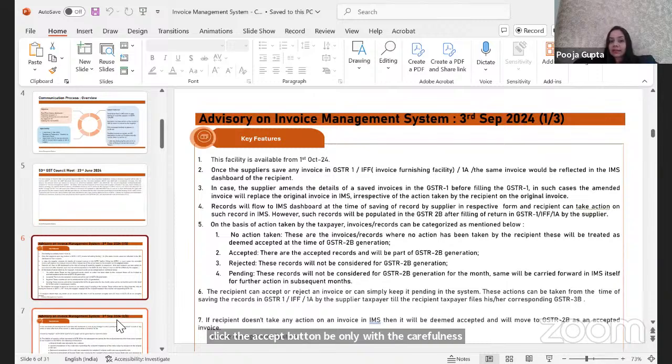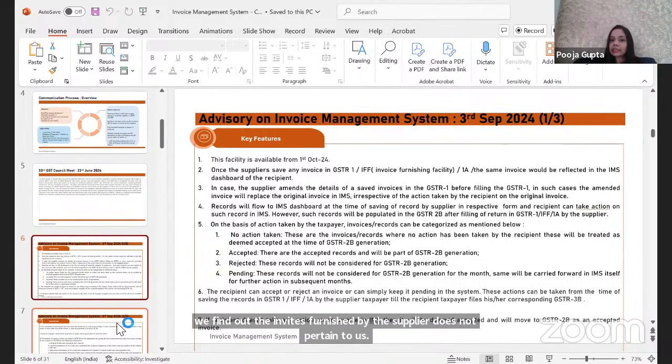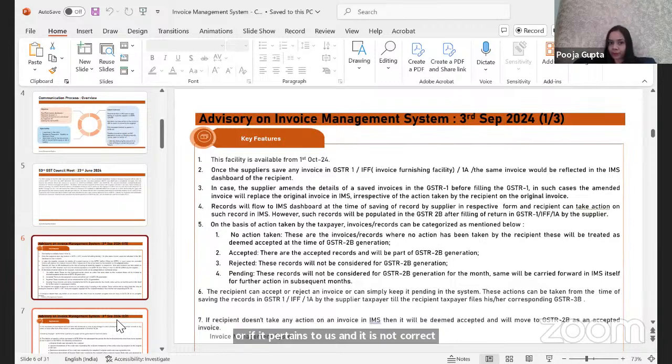Next one is rejections. We should do the rejection if we find out the invoice furnished by the supplier does not pertain to us, or if it pertains to us and it is not correct. Then we can do the reject part also. And the third one is pending. Pending, we can keep the record as pending to be considered in the succeeding months.